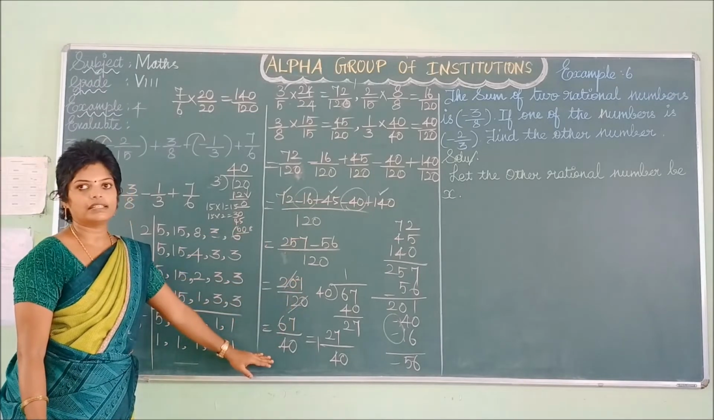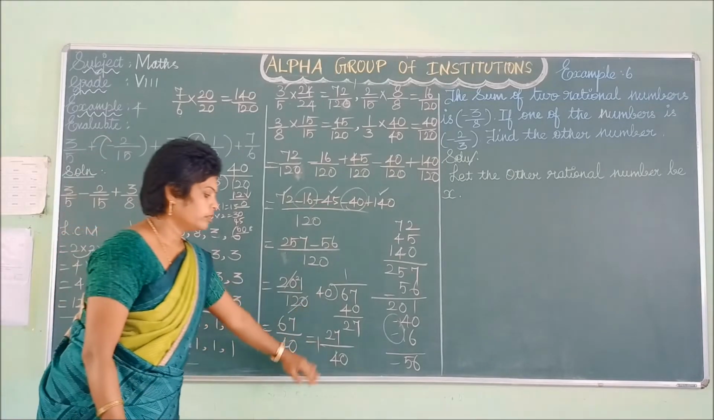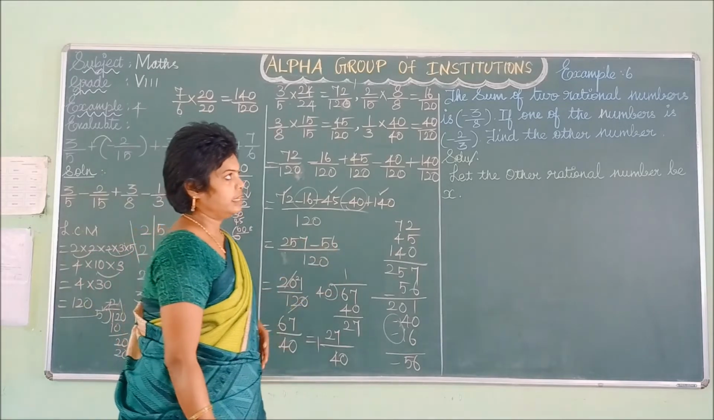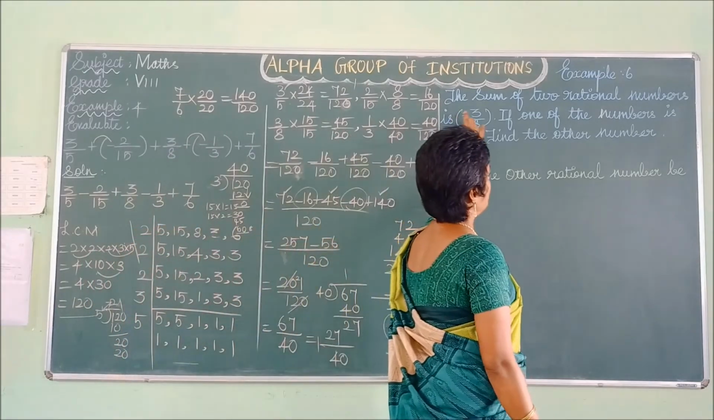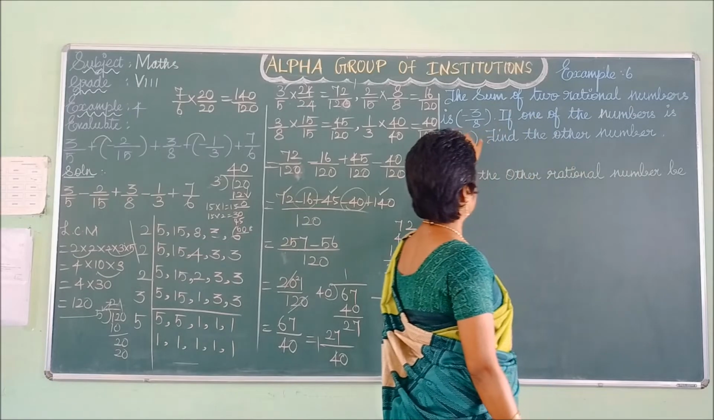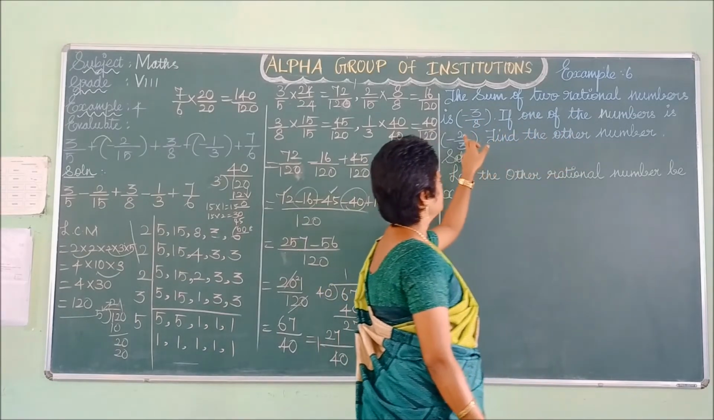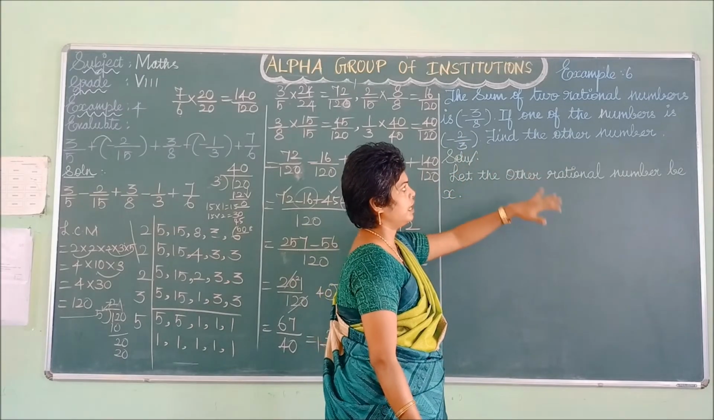Now I am cancelling this value in the 3 table. So again I have changed this as a mixed fraction. So listen to the next example. The next example is: the sum of two rational numbers is minus 3 by 8. If one of the numbers is minus 2 by 3, find the other number.